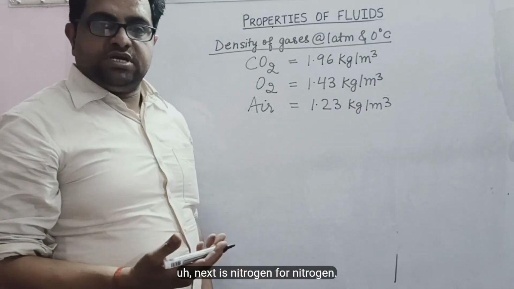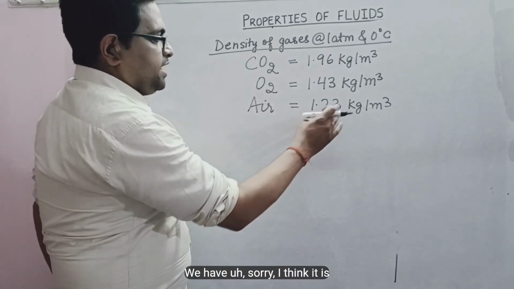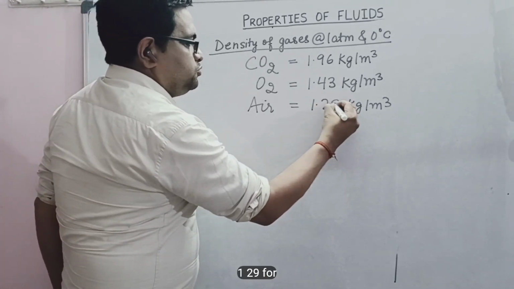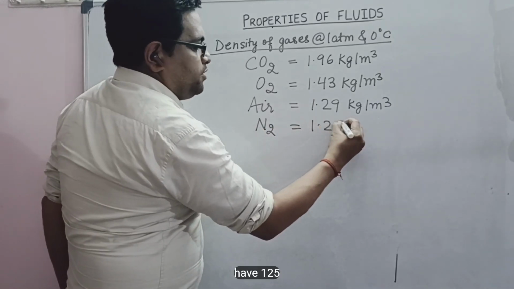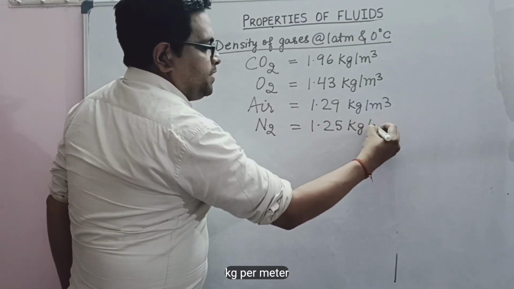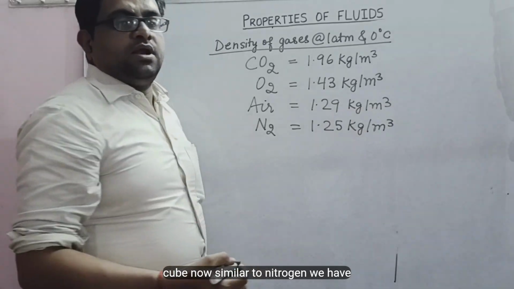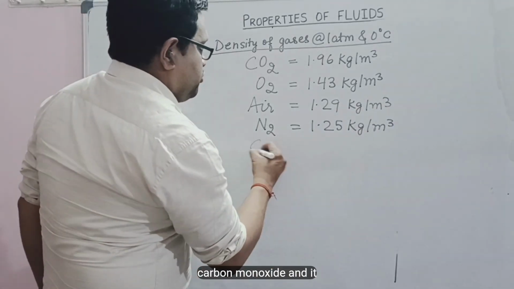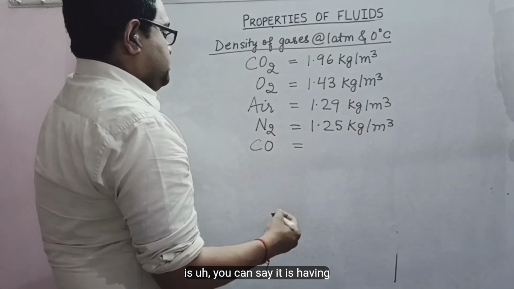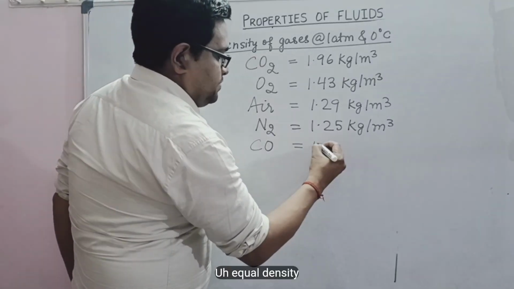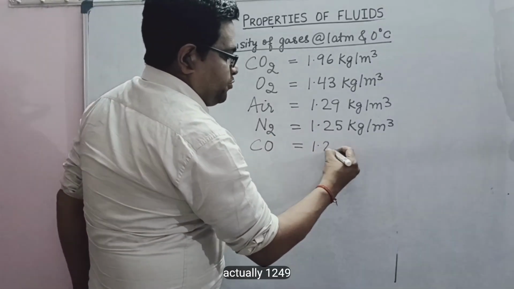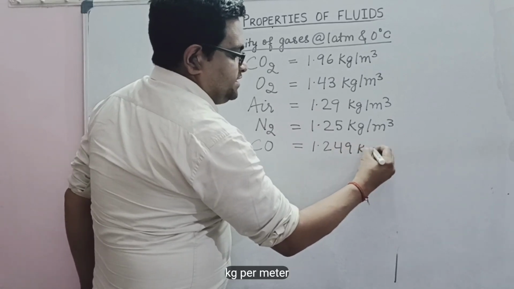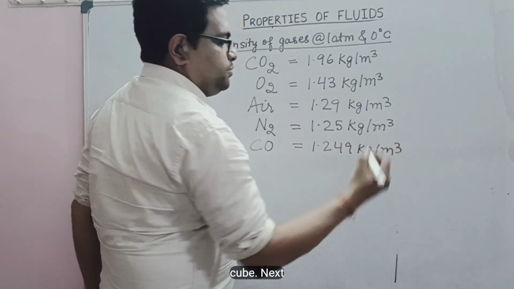Next is nitrogen. For nitrogen we have 1.25 kg per meter cube. Now, similar to nitrogen, we have carbon monoxide, and you can say it has an equal density value to nitrogen. It is actually 1.249 kg per meter cube.